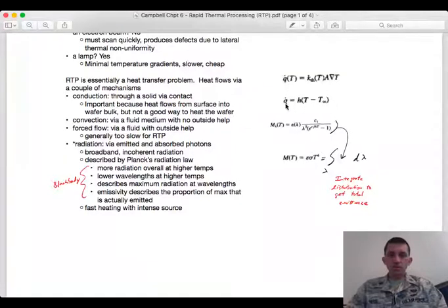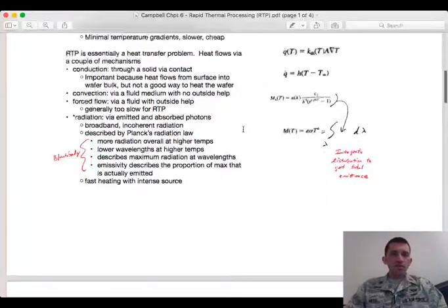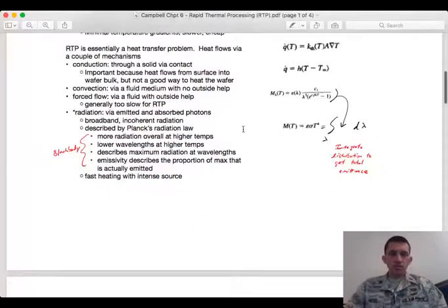Convection here, we have change in heat with time, usually modeled this way, and we saw this in our Deal-Grove model, where we have some mass transfer coefficient and some thermal gradient between the surface and the surrounding fluid. Okay, so conduction is good, but not for heat transfer into the wafer. Convection is not so useful.